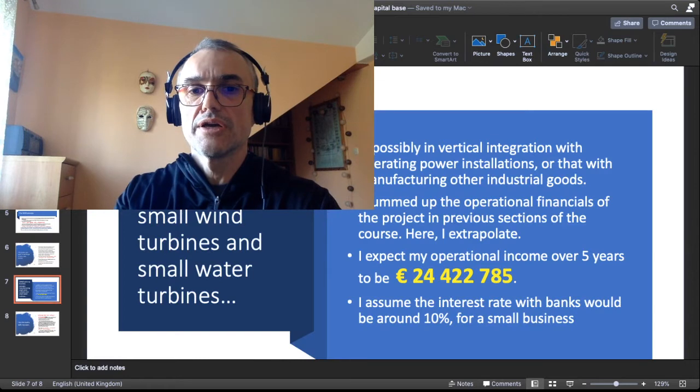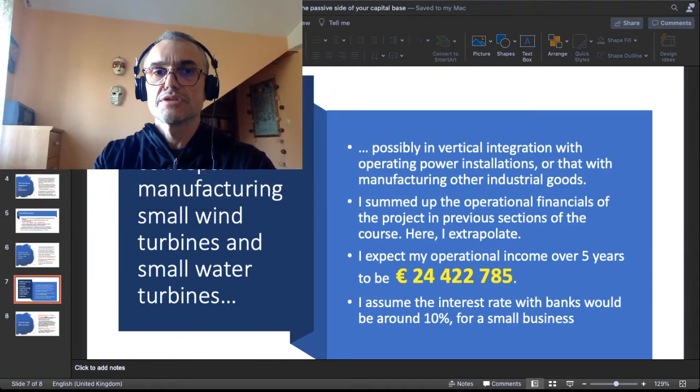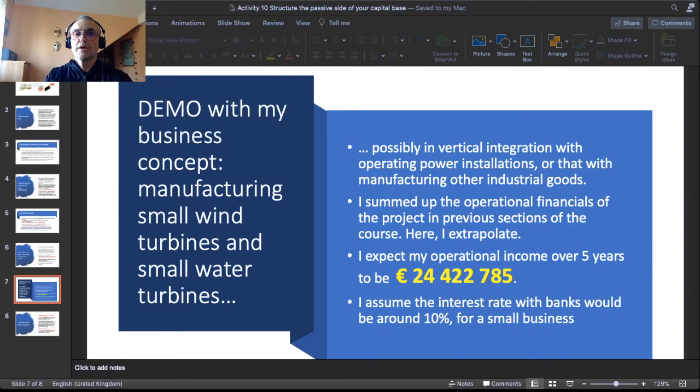Now, as usually, I make a demo with my own business case. So my own business concept, which I am working through in all those activities in this course, is the concept of manufacturing small wind turbines and small water turbines, possibly in vertical integration with operating power installations or in horizontal integration with manufacturing other industrial goods.